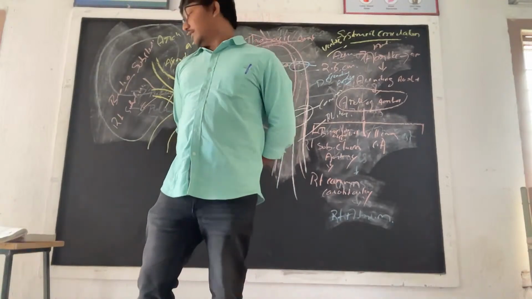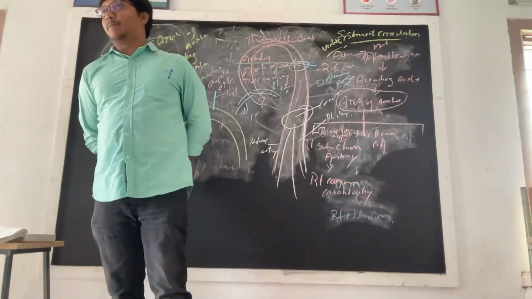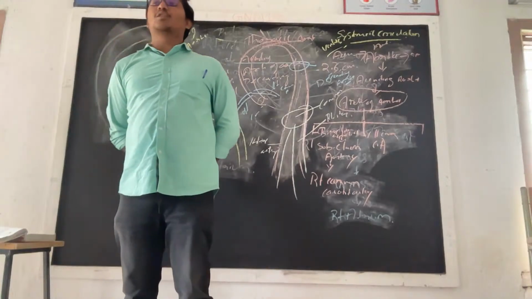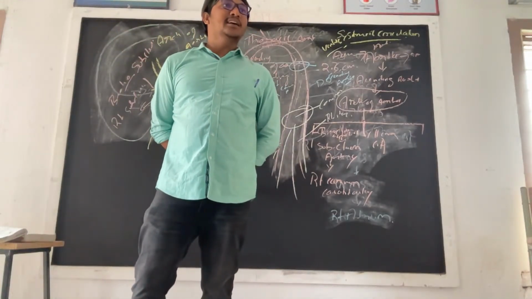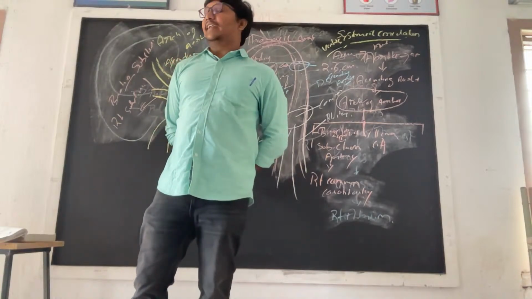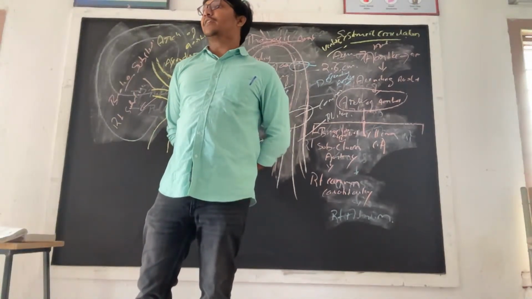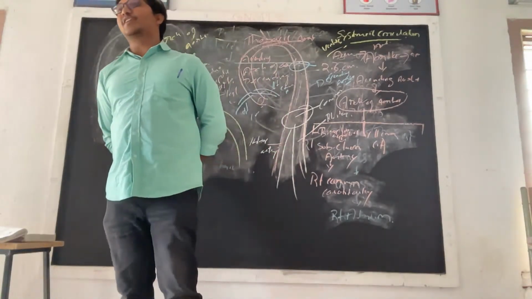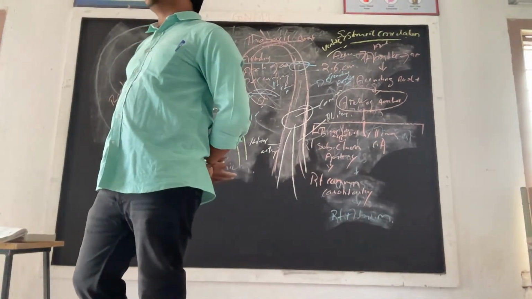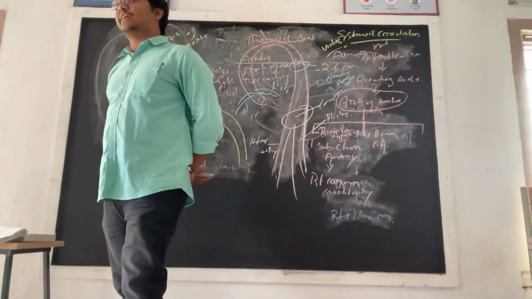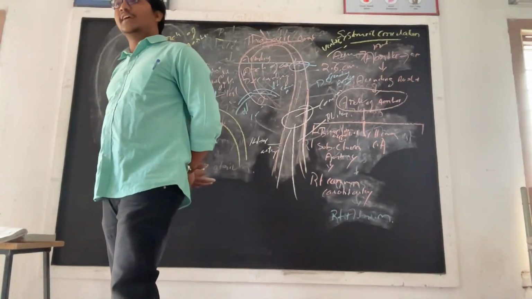Now, this abdominal aorta crosses the diaphragm at the T12 level and enters the abdominal cavity. That's why you call it the abdominal aorta. It begins at the T12 level, when it crosses the diaphragm.